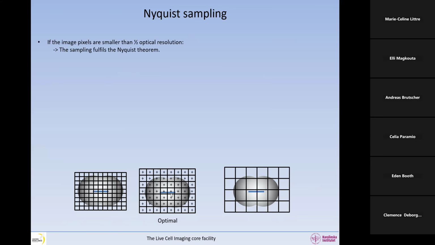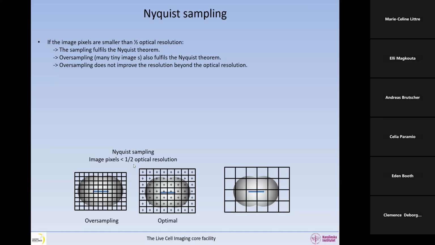So this is the optimal, if we're just a bit above. But here you see we have 3 pixels, so the size of 1 pixel is 1/3 of the optical resolution. In this case, we are oversampling. We have many tiny image pixels. We're oversampling, but this also fulfills the Nyquist theorem, because we said at least more than 2, and this is also more than 2. So if we're optimal or oversampling, we anyway fulfill the Nyquist theorem, okay? Because it's more than half the optical resolution.